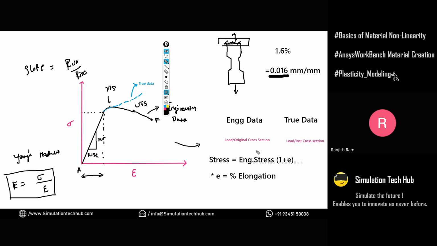So this is the formula to convert the engineering, I mean normal, stress into true stress. True stress is equal to the engineering stress multiplied by 1 plus E, where E is the percentage of elongation. Now, true strain.